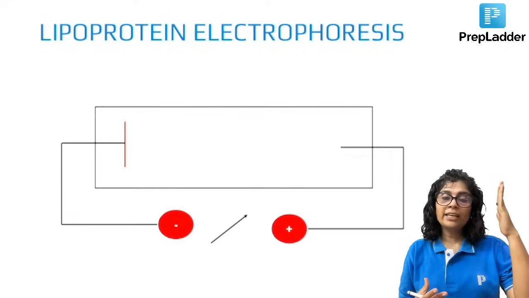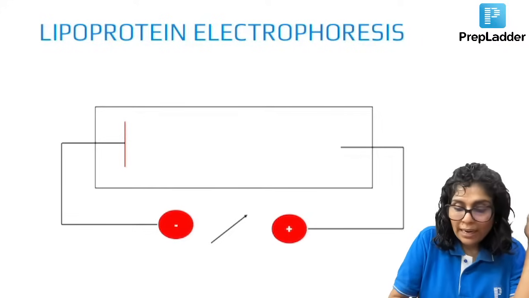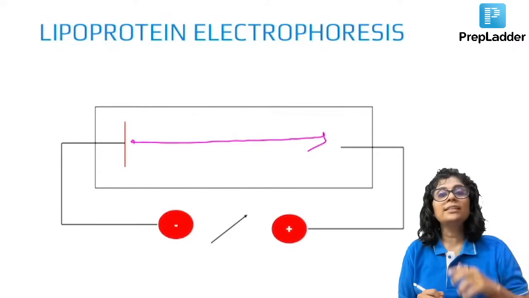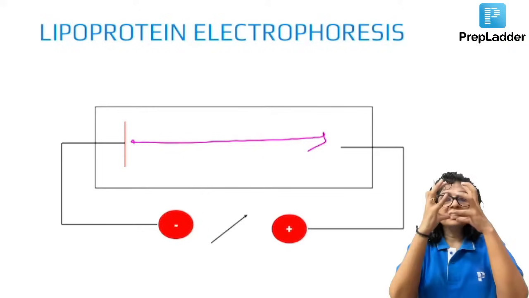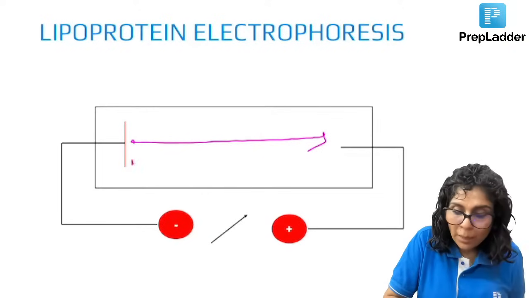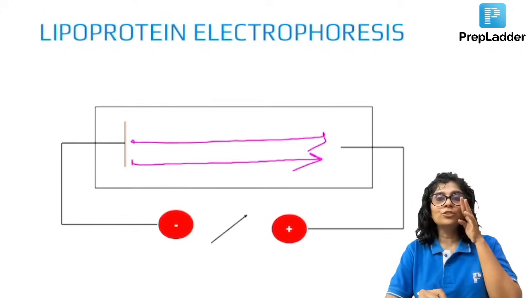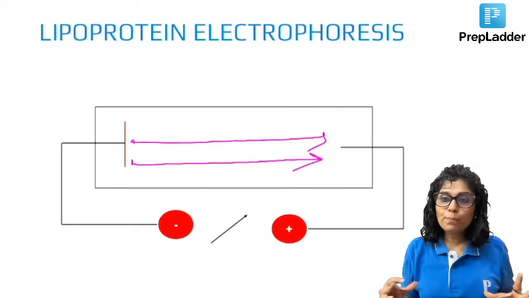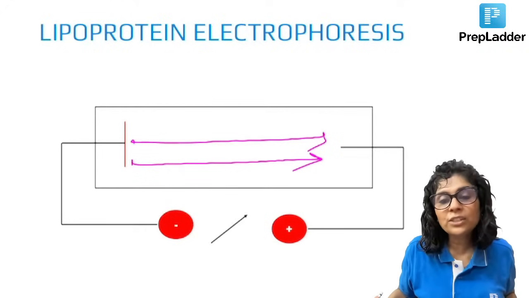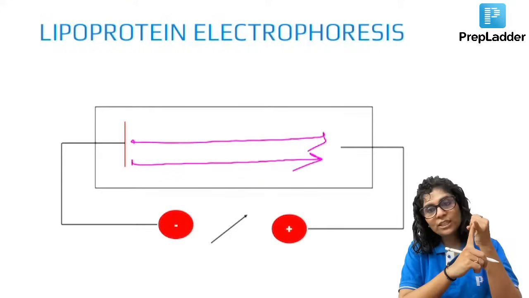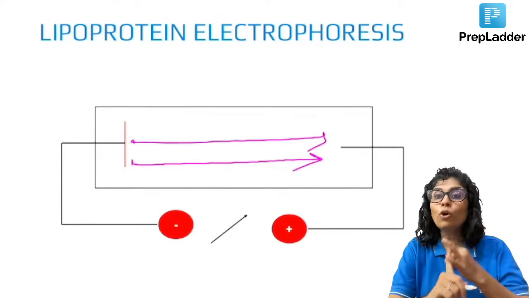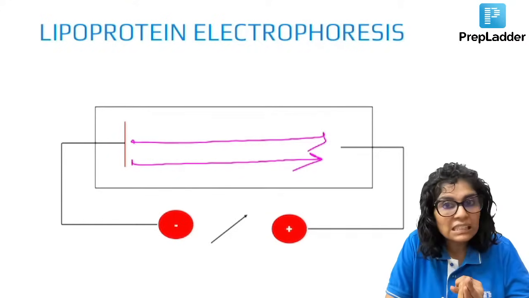If the number of negative charges is more, it will rapidly move towards the oppositely charged electrode. If the size is small, it will also rapidly move towards the oppositely charged electrode. So in lipoprotein electrophoresis, migration is affected by the number of negative charges, and also by the size.